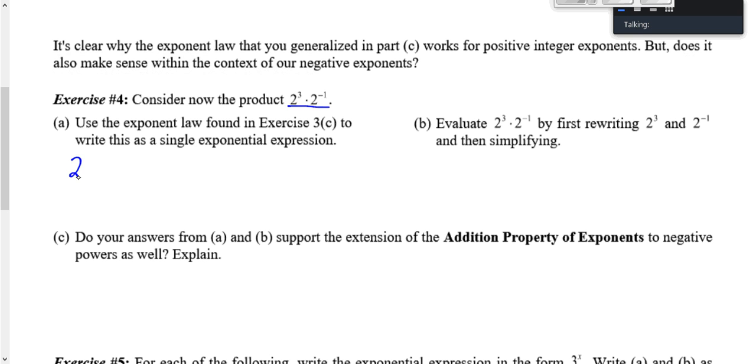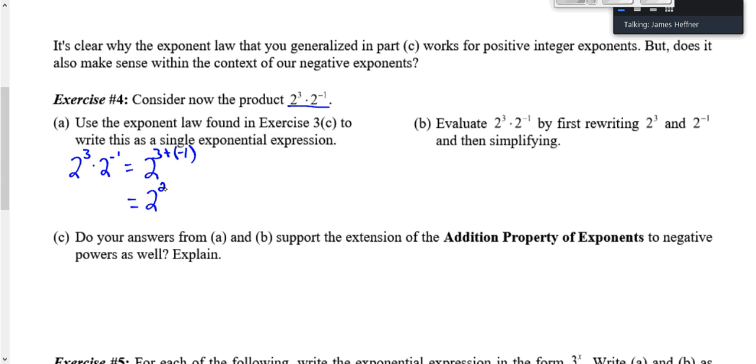Well, 2 to the 3rd times 2 to the negative 1 would be 2 to the, we add the exponents, right? 3 plus, notice how I do this, right? I don't put plus minus together. 3 plus negative 1, which would be 2 to the 3 minus 1, which is 2 squared, right? Okay, which you know is 4, but they just want it as an exponential expression.